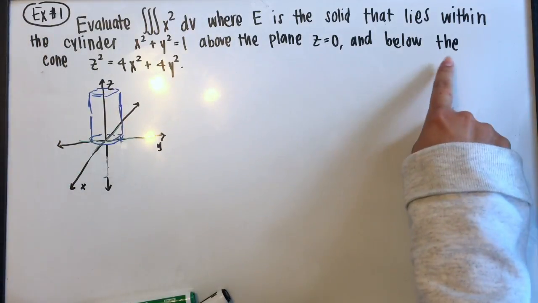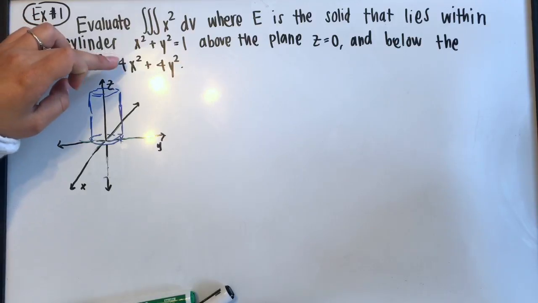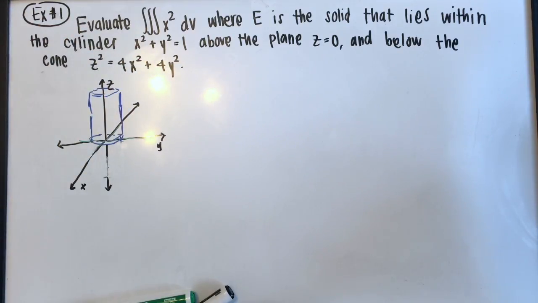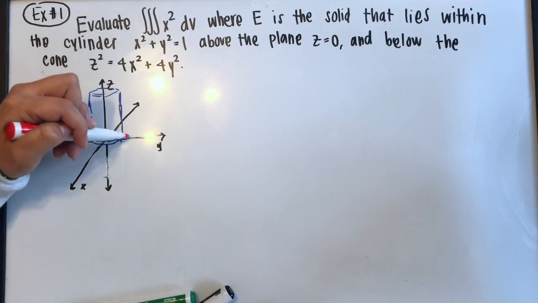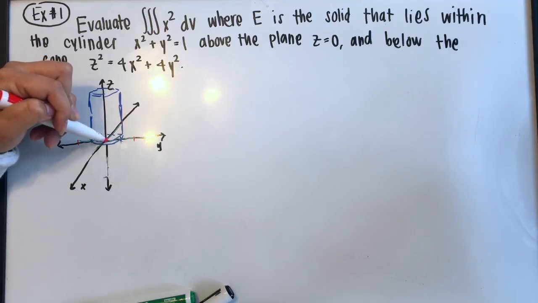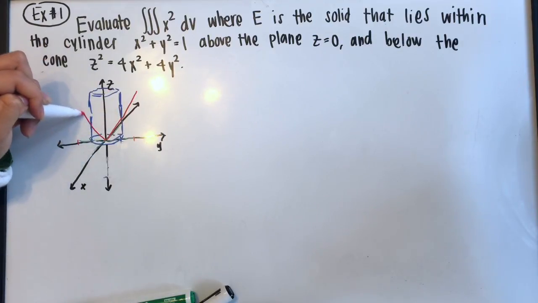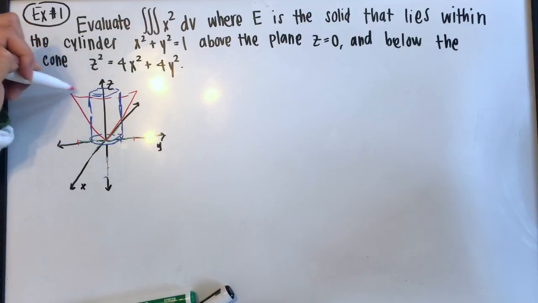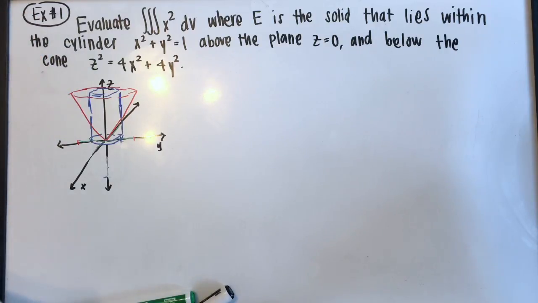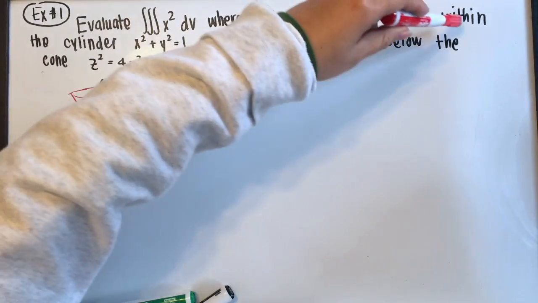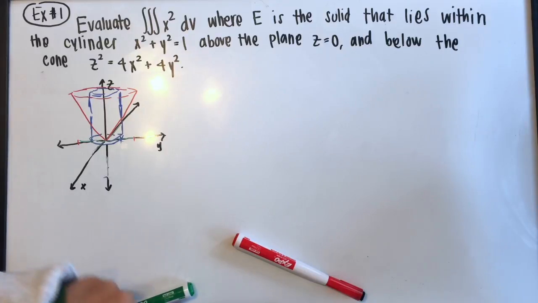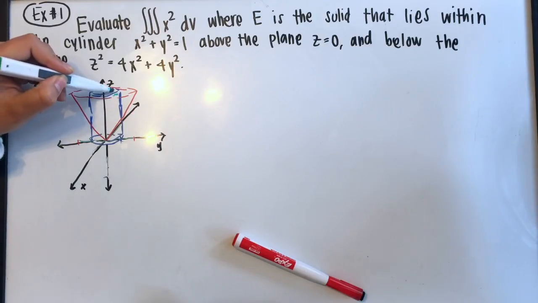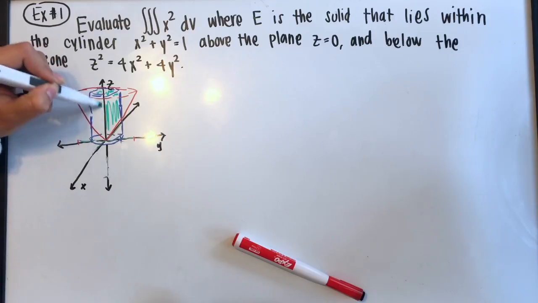And then it says below the cone, z squared equals 4x squared plus 4y squared. So for our cone, the radius here is 2. So that cone is this. It says the solid is within the cylinder, so that means inside the cylinder. We want to figure out this region right here.